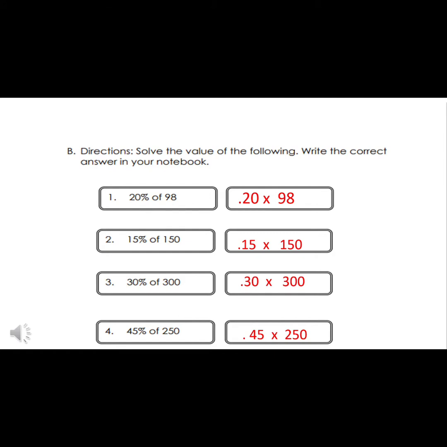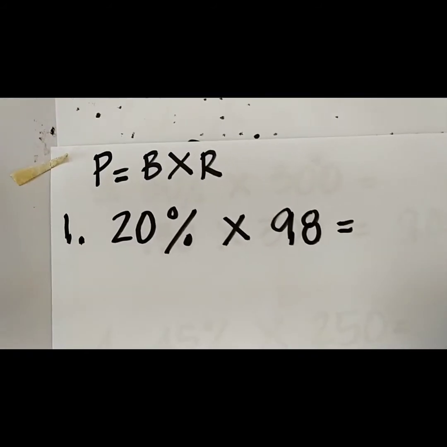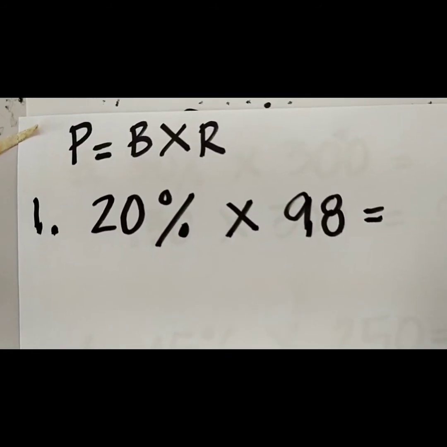So we have 20%. We will have to convert this first to a decimal number before doing the multiplication. So we have 20 hundredths times 98. 15% becomes 0.15 times 150. 30% becomes 30 hundredths times 300. 45% becomes 0.45 or 45 hundredths times 250. So let's now go to the solution on the next page. Okay, let's now answer page 4 of your module.